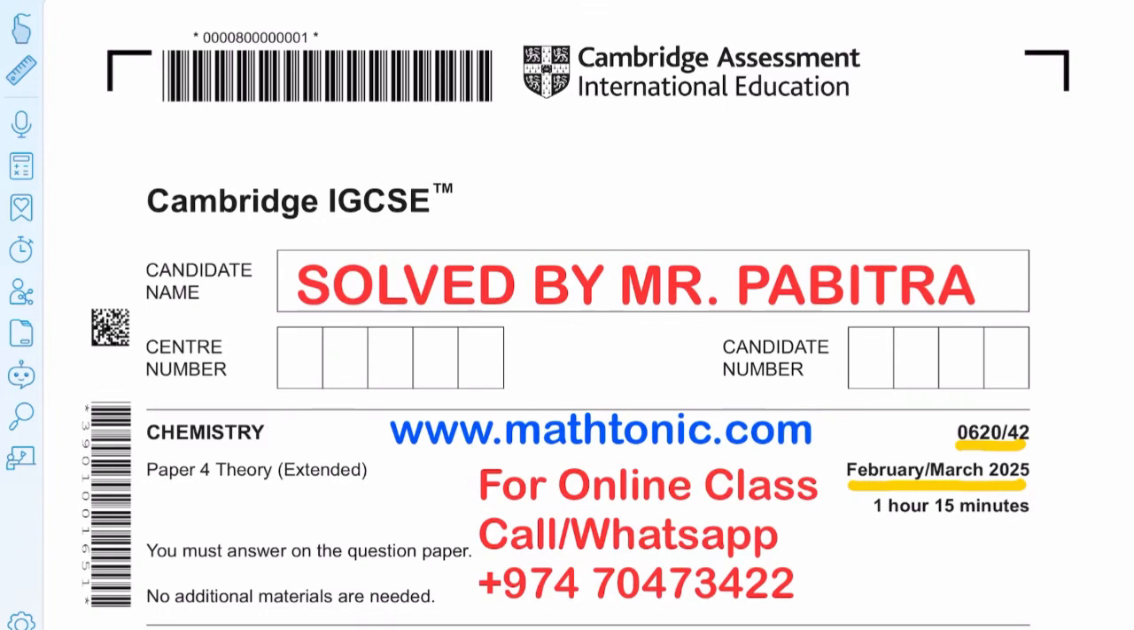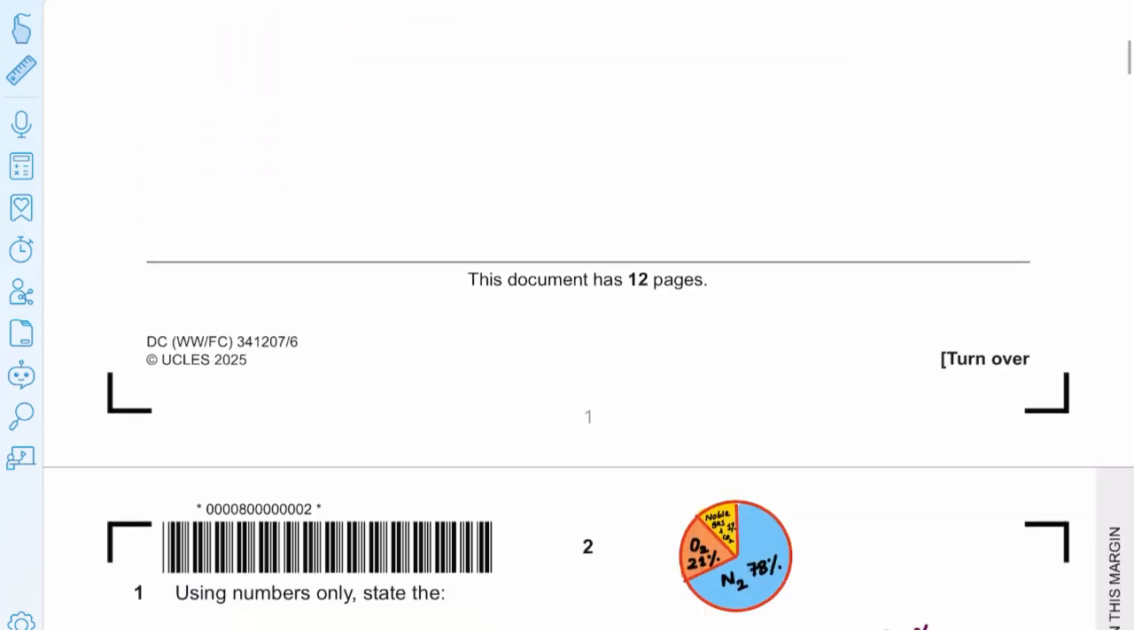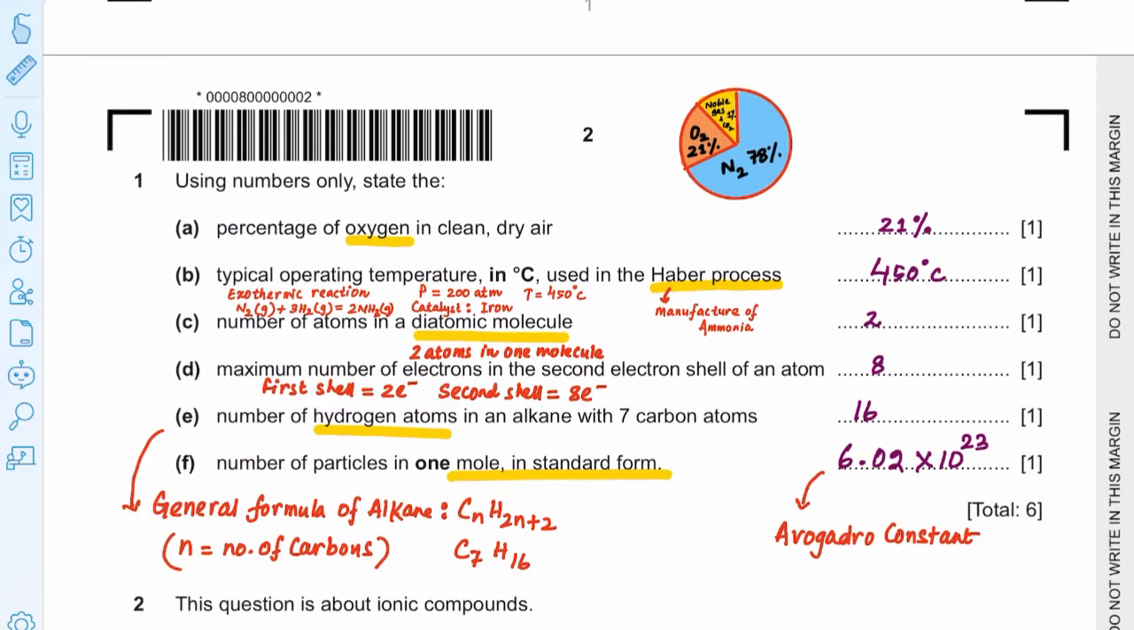Today I'm going to discuss the chemistry paper 4 theory extended February March paper 0620/42. Okay, so let's start. The first question is: using numbers only, state the percentage of oxygen in clean dry air. The answer is 21 percent. In air we have nitrogen 78 percent, oxygen 21 percent, and noble gases and carbon dioxide included is 1 percent.